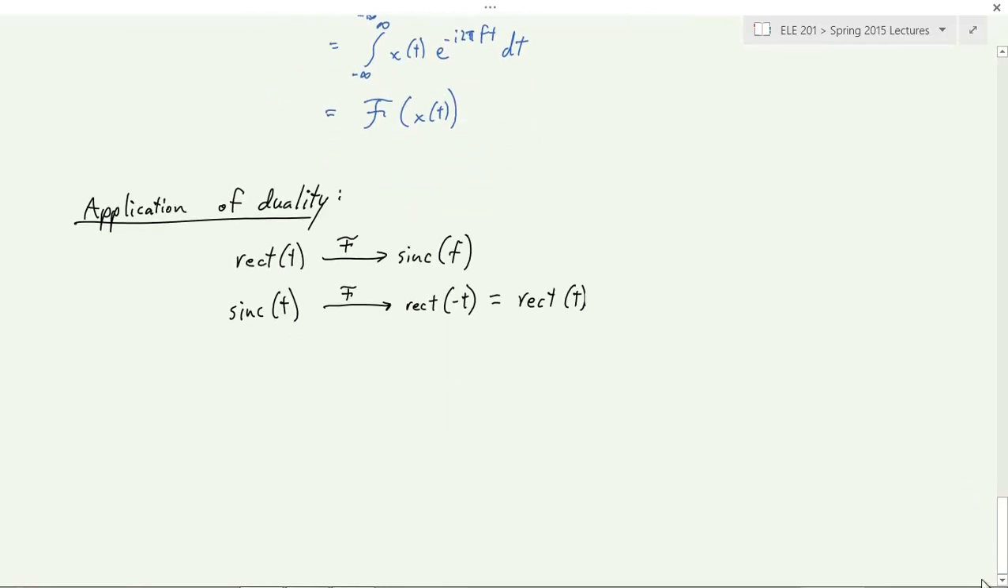Other applications of duality are that any property we derive for the Fourier transform will be a property for the inverse Fourier transform as well. So you'll just keep that in mind. These properties are very symmetric.